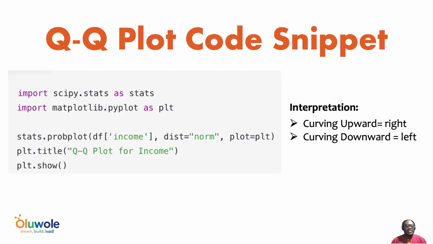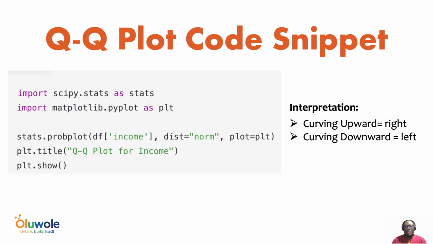And this is the code for you to do the quantile plot. You can see the interpretation of your quantile plot. To use it, you will need to import SciPy, which is your scientific Python library for statistics. So you use scipy.stats. Then you need your matplotlib library to be able to plot your graph.